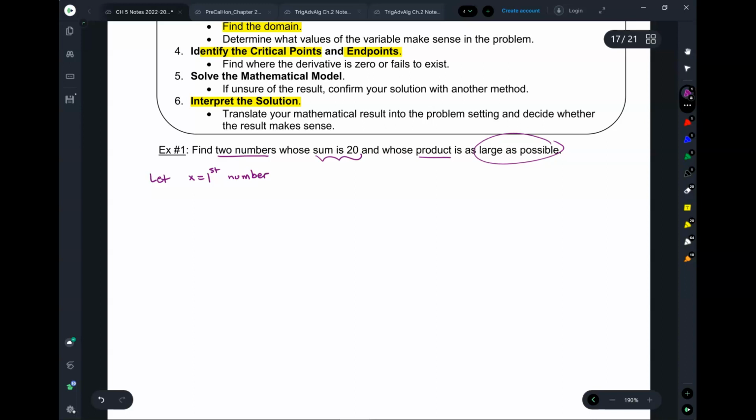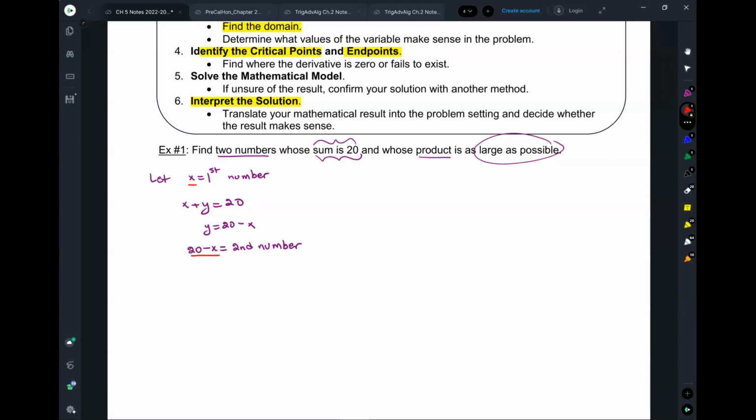Okay, how many numbers do we have? 2, x and y. And we know that the two numbers have a sum of 20. So x plus y is 20. So if x is the first number, then we need to solve this for y in order to see what y is, because that's our second number. Well, here y is 20 minus x. And so that is the second number. So now we are going to focus on x and 20 minus x. Those are our first and second numbers.